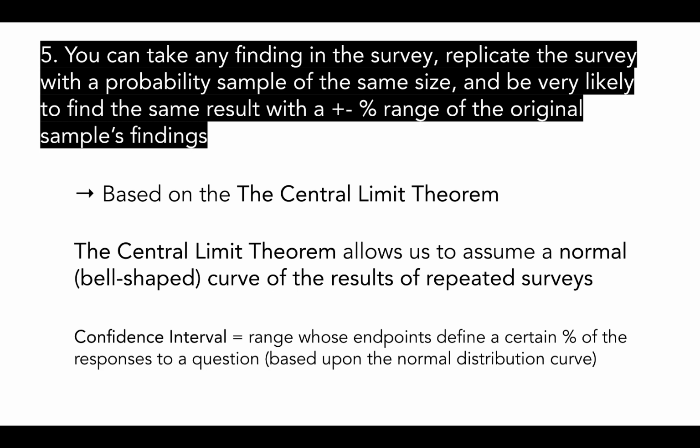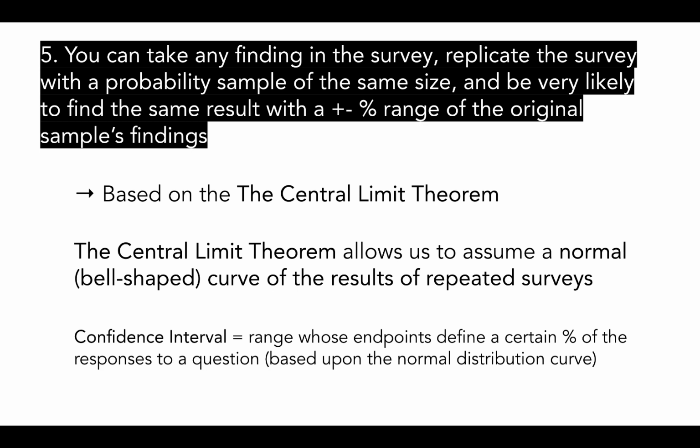The fifth axiom is that you can take any finding in your survey. So let's say I do a survey among you guys in Marketing 470 and I ask about your age and your opinions and all sorts of other variables. So any of those findings, anything I find in the survey among my sample, I can replicate that survey with the probability sample of the same size over and over again.